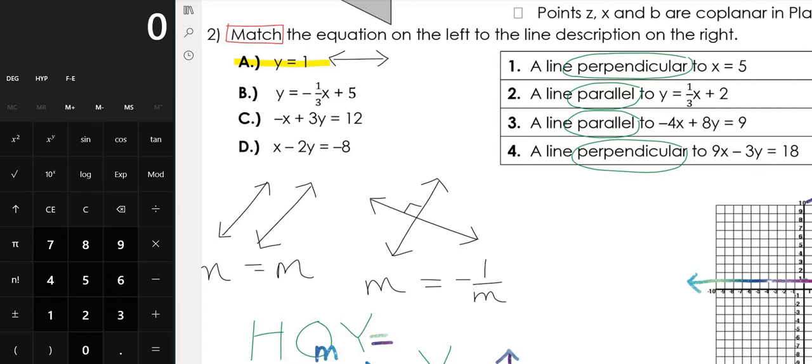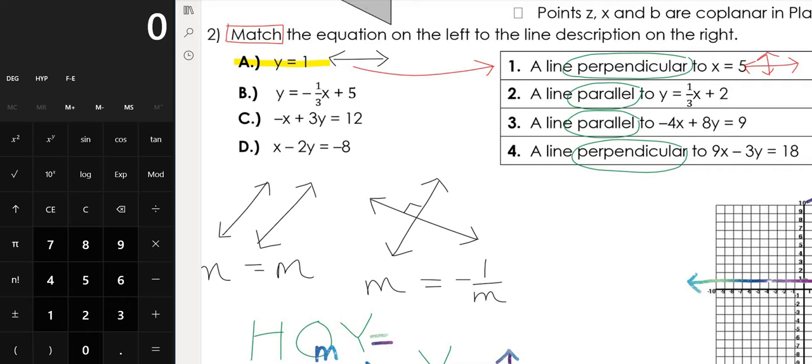Let's take a look at choice 1. So it says a line perpendicular to x equals 5. Well, we just talked about how any x equals line is vertical because it's a vertical line. So what would be perpendicular to a vertical line? Well, a horizontal line. Which of these choices is a horizontal line? We were just talking about it. Choice A. So here we go. A matches up with number 1. Let's go on to some of the other choices.